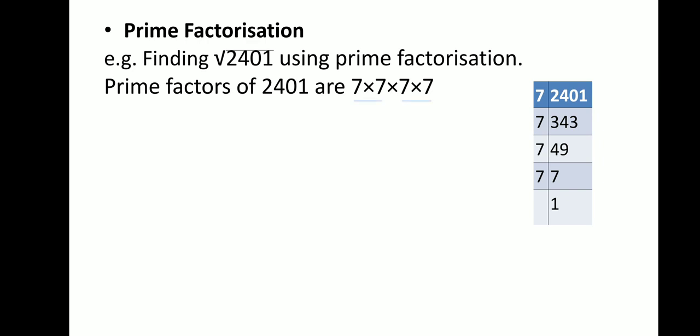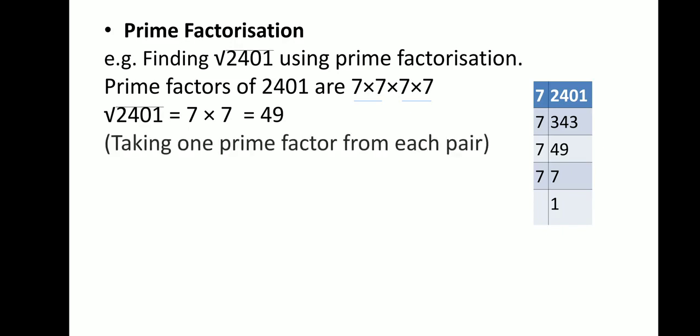And now we need to take only one prime factor from each pair. So square root of 2401 is equal to 7 into 7, that is equal to 49, taking one prime factor from each pair. Two pairs are there, so one prime factor is to be taken from each pair, and you will be getting the square root of 2401 is equal to 7 into 7, that is equal to 49. I hope this method is also very clear to you.